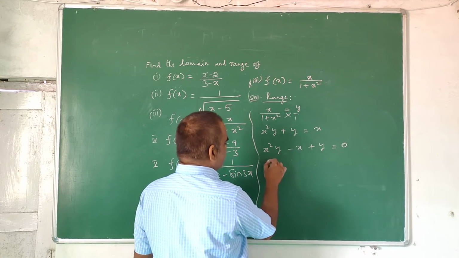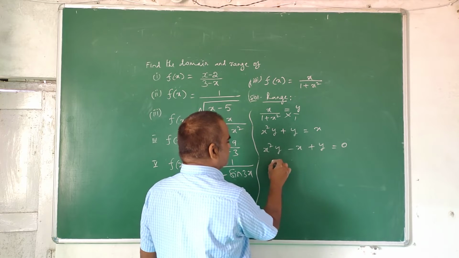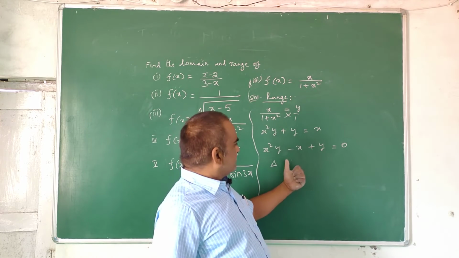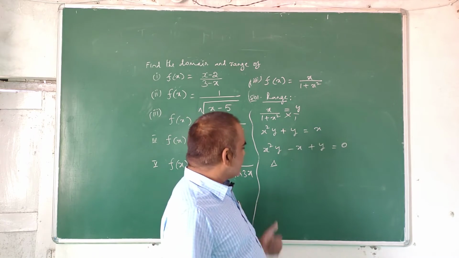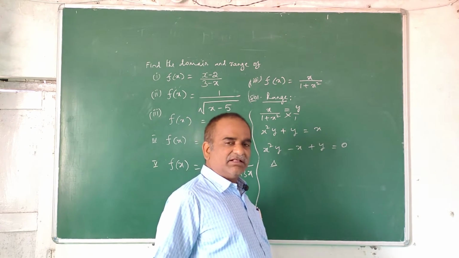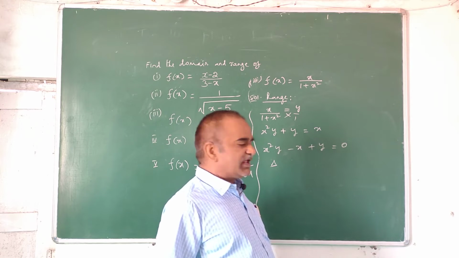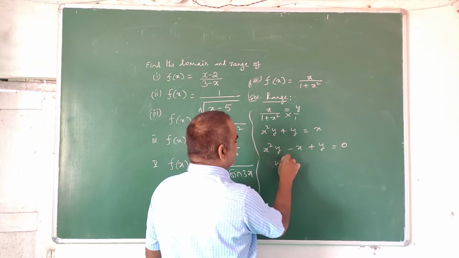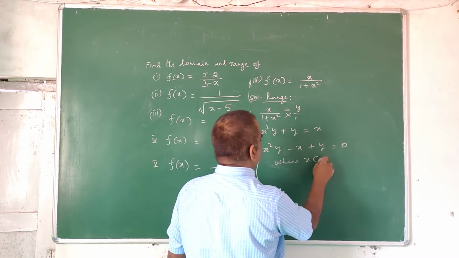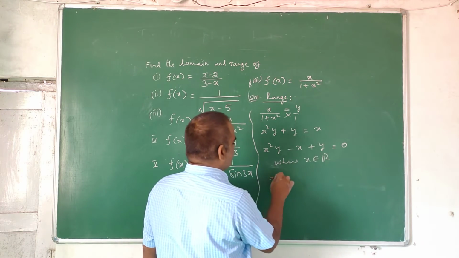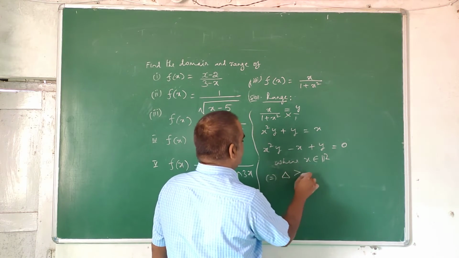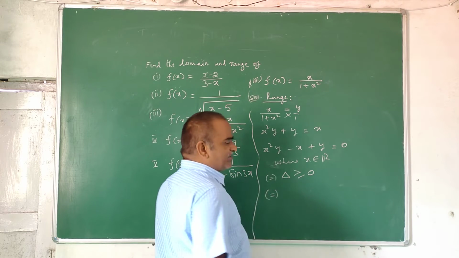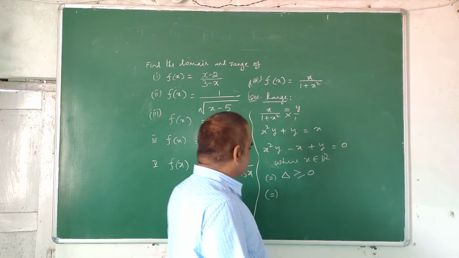This is a quadratic equation in terms of x. So the roots of this equation are real numbers, because roots are the values of x. As x belongs to R here, the root of this equation is a real number. So therefore delta is greater than or equal to 0. Delta means discriminant, b square minus 4ac.